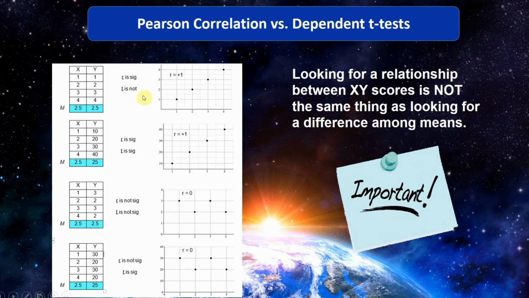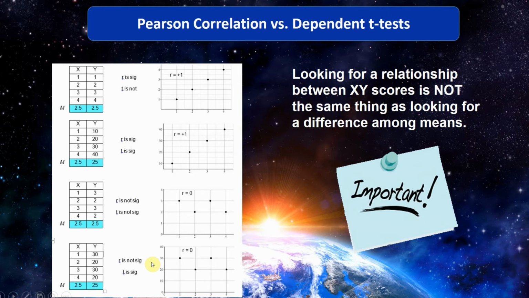So you see how any combination is possible. Here, R is significant, T is not. R is significant, T is significant. R is not significant, T is not significant. R is not significant, T is significant.